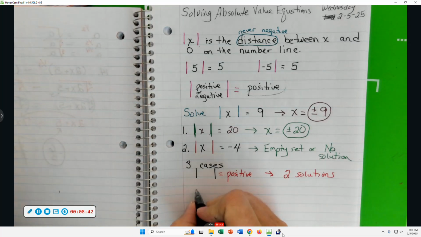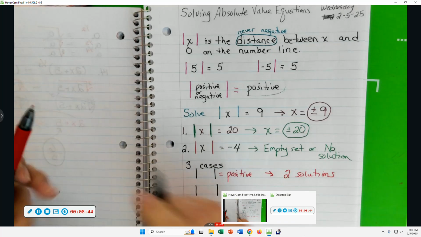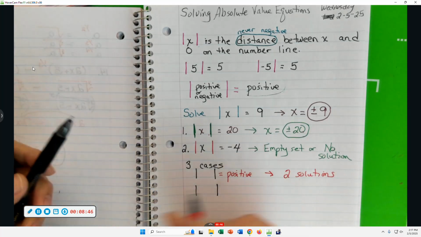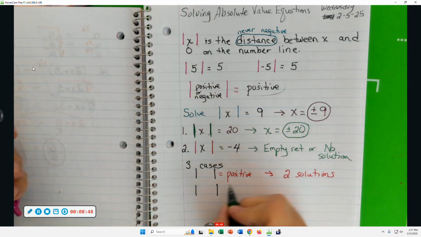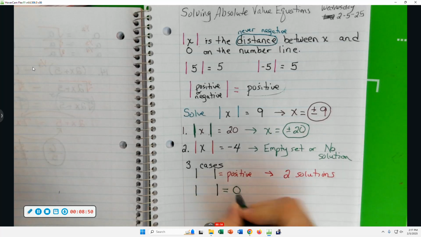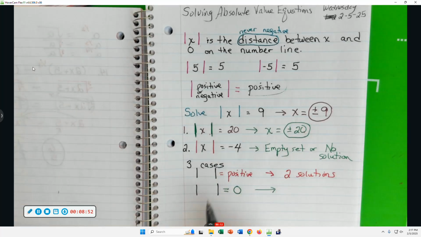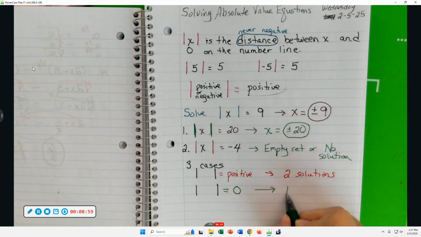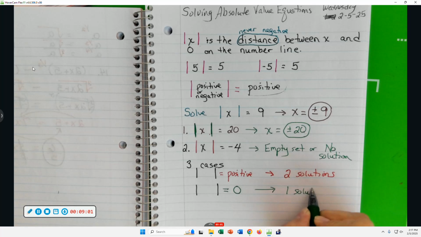There's one case where there's only 1 solution. If you have absolute value equals 0. What's the only number that I could put inside here to have absolute value equal to 0? Just 0. There's only 1 solution then.